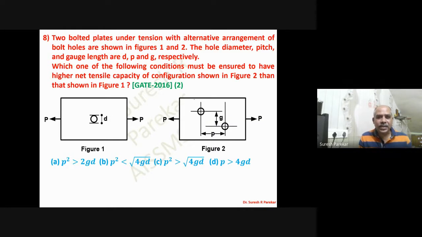Then here we are interested in which one of the following conditions must be ensured to have a higher net tensile capacity of the configuration shown in figure 2 than that shown in figure 1. Here we have to see that P squared is greater than 4 gd, and if this condition is satisfied, then we will get a value that is higher than 1. If we go to section 6, there you have the equation b minus nd plus summation P squared upon 4 gd, into t, and if we go through this equation, then that condition should be satisfied.